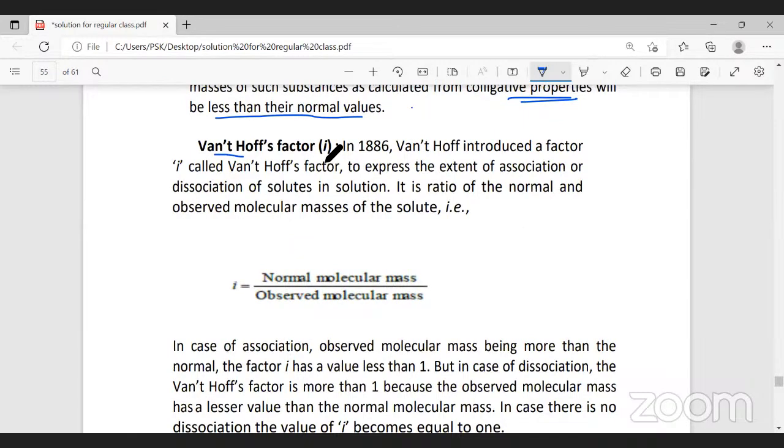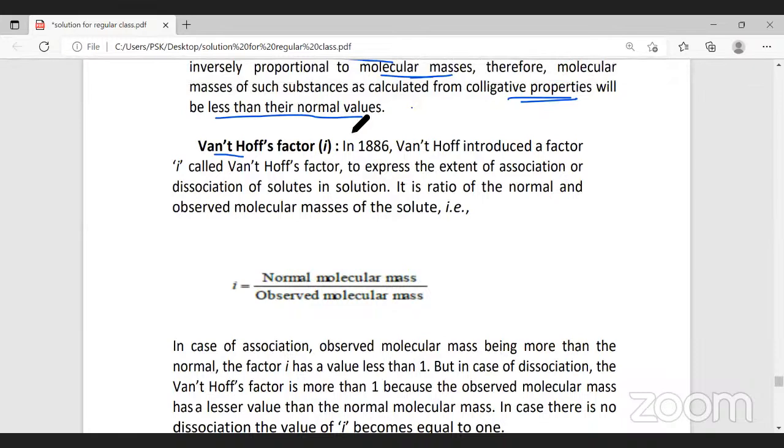Van 't Hoff is the name of a person. Van 't Hoff factor is represented by the letter i. In 1886, Van 't Hoff introduced a factor i, called the Van 't Hoff factor, to express the extent of association or dissociation of the solute in the solution. It is the ratio of normal and observed molecular mass of the solute.